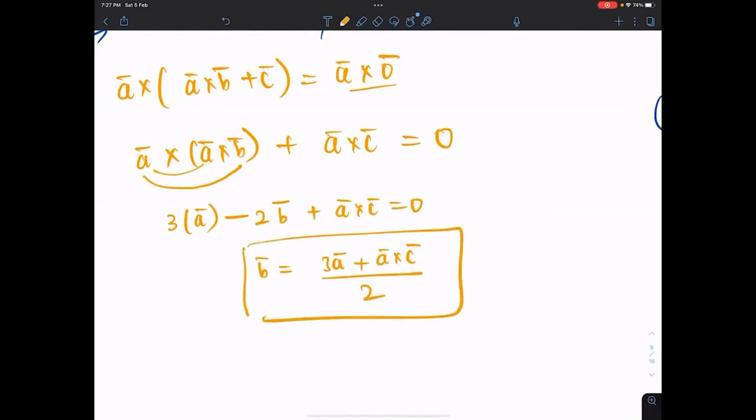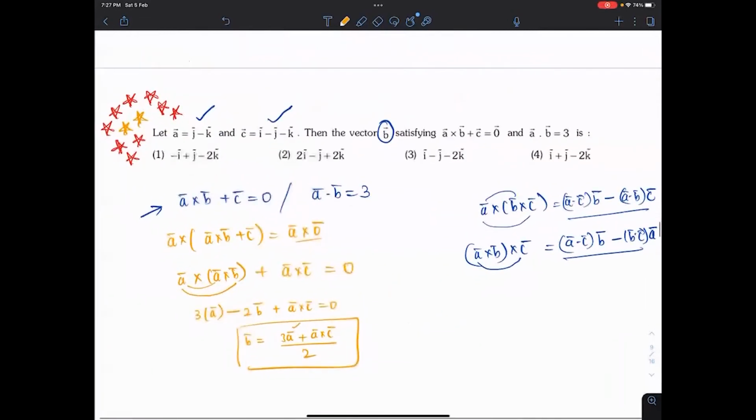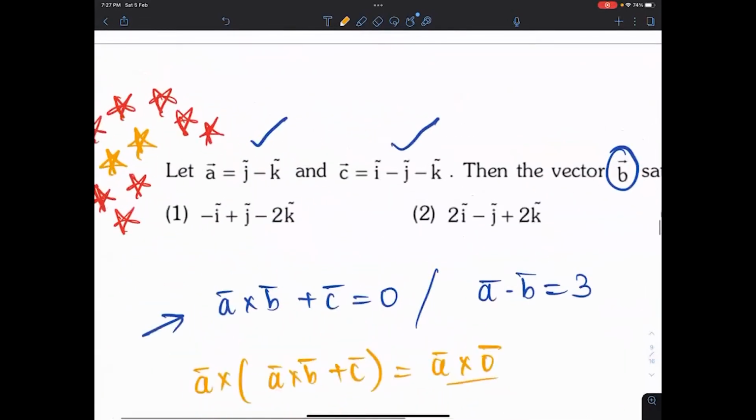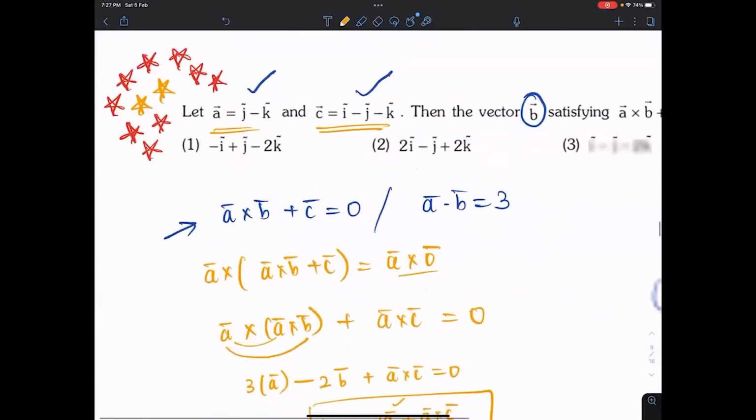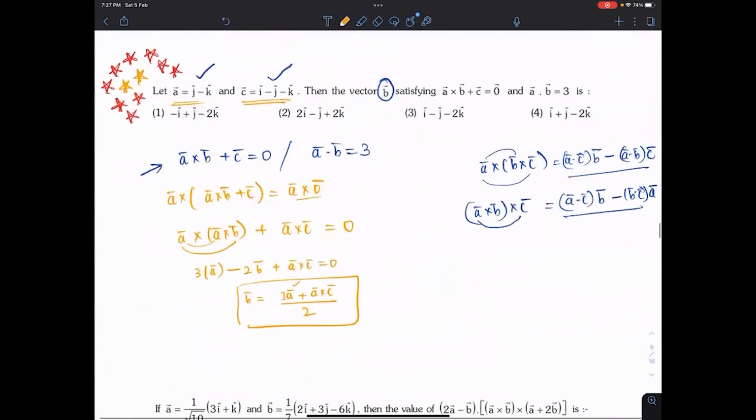Now, do you know A bar? Yes. Do you know C bar? Yes. They have given A bar and C bar in the question. So if you know both of them, then I think you can find B bar. No? Okay. This question you take a screenshot.